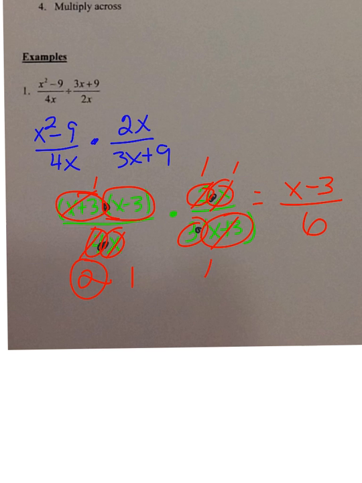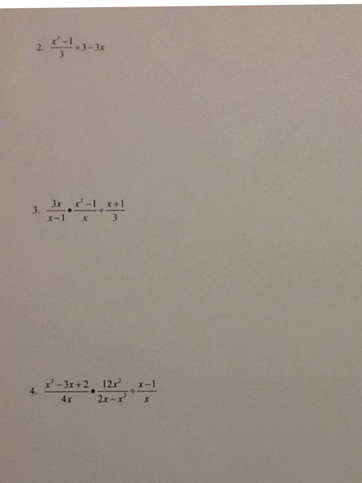All right, let's take a look at the back. All right, so number 2 says x squared minus 1 over 3 divided by 3 minus 3x. Now, it looks a little complicated, but it's really not, because I could take 3 minus 3x and just put that over 1 and make it a fraction. I could do that because I could make any number a fraction by putting it over 1. So I'm going to do same, change, flip. x squared minus 1 over 3 multiplied by the reciprocal of the second fraction, 1 over 3 minus 3x. And now I'm going to factor.